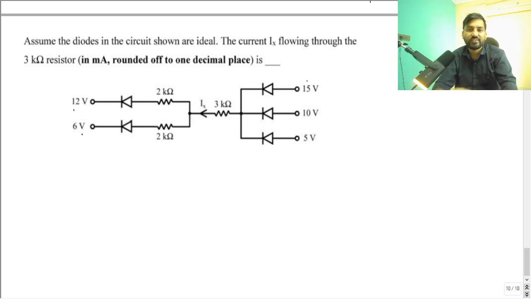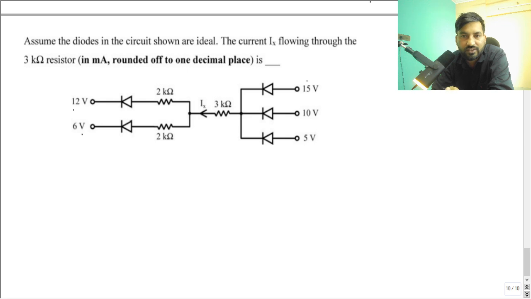You have to just see, in the arrow direction, the current is flowing like this. And the direction of the diode is also pointing from right to left. So what you can do here is just see the potential difference. You just take 15 and you take 6, or 15 and 12, and take the potential difference. Forget about everything else, since your diodes are connected in parallel.